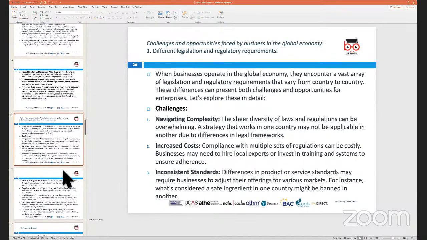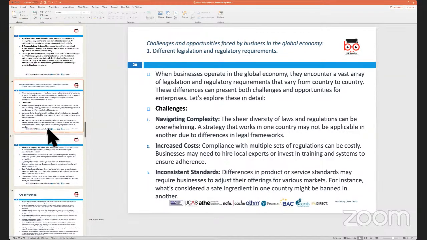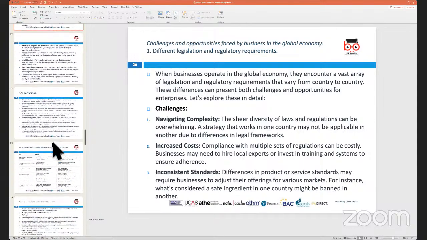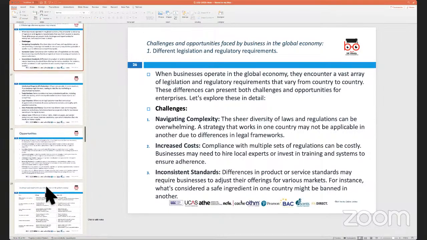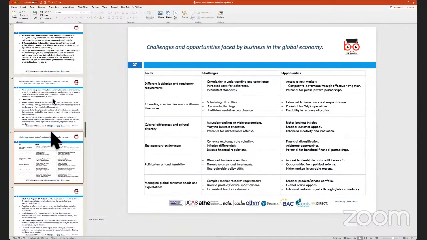Okay, so let's look at a quick view on some of the challenges and opportunities faced by businesses in the global economy. Now, I've created a few slides here which basically would discuss each of the individual points related to challenges and opportunities, things like legislation, regulation, working across different time zones, cultural differences or diversity, monetary environment, political unrest or instability, and then obviously how companies look at managing global consumer demands and expectations. But what I've done after that is basically created a bit of a table to discuss them, in general first. So I'll move the table up front.